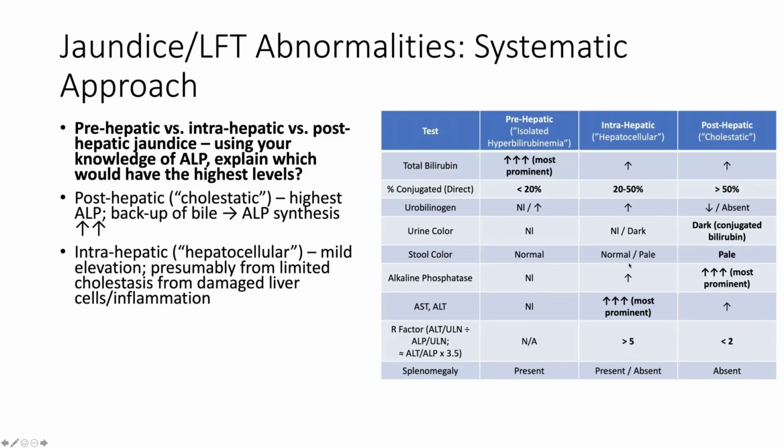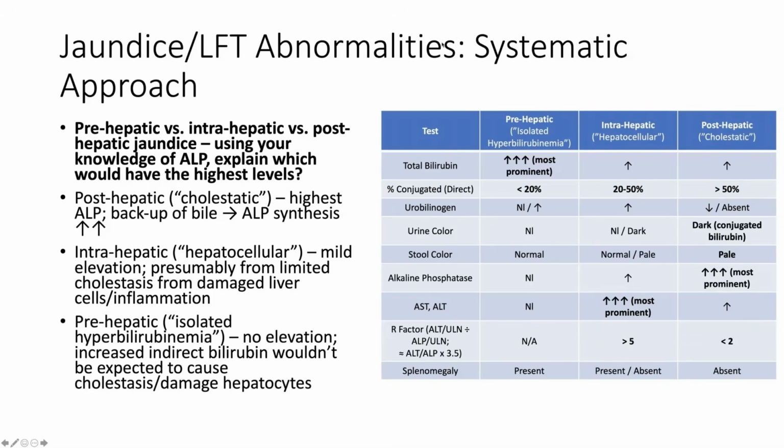So there is a small elevation, right? So it's the opposite of the AST and ALT. For hepatocellular, you have a lot of AST and ALT and a little bit of ALK-Phos. For the post-hepatic or cholestasis, you'll have a lot of ALK-Phos and a little bit of AST, ALT. So prehepatic, again, it's isolated hyperbilirubinemia. You don't really see much of any of the ALK-Phos.